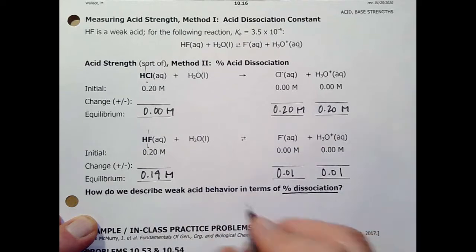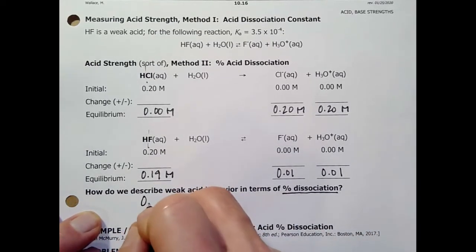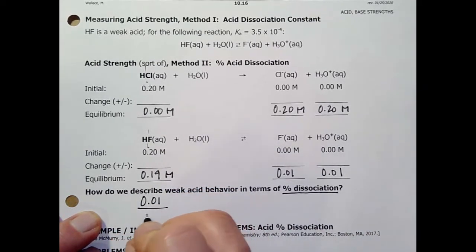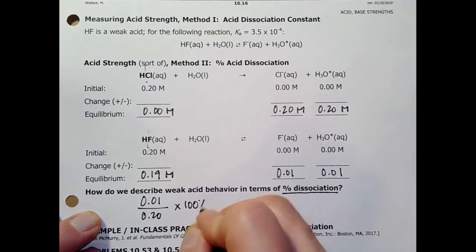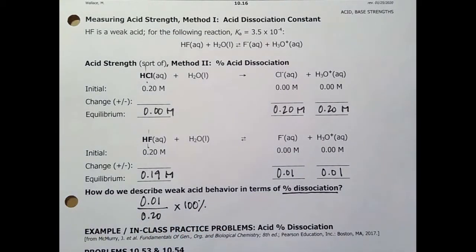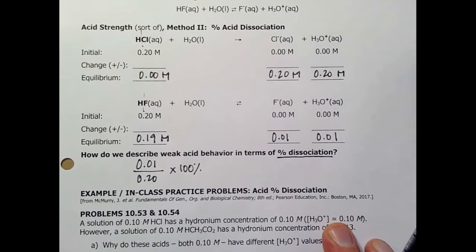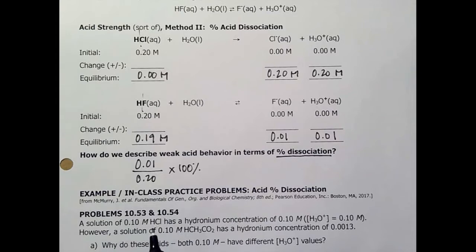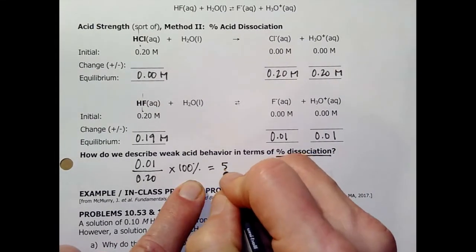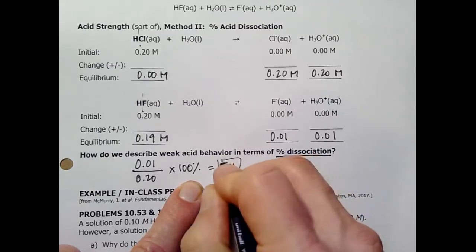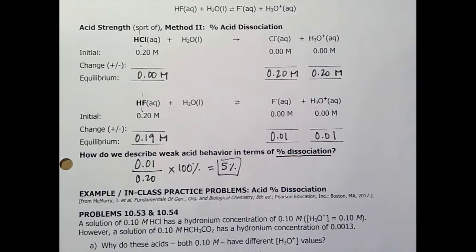So if I wanted to have percent dissociation, would it surprise you if I did something like this over this times 100%? That's how much sort of dissociated, broke off, reacted, versus how much there was originally, and then just converted it to a percent by multiplying by a percent.